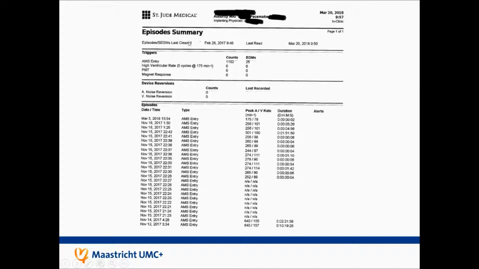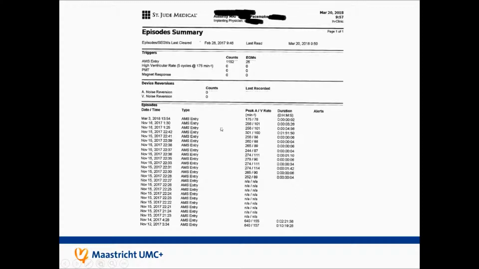This is again a St. Jude Medical device. When we look here, we have the date of today and we have the date of the last readout. And with St. Jude, there is a funny thing that it has a date of last readout, and it also has a date of last reset or clear. So that can be very confusing, that you have a date that the episodes were last cleared or reset, and a date that the device was last interrogated.